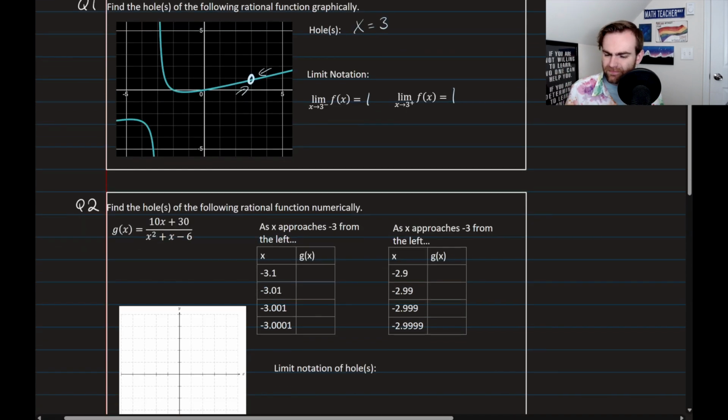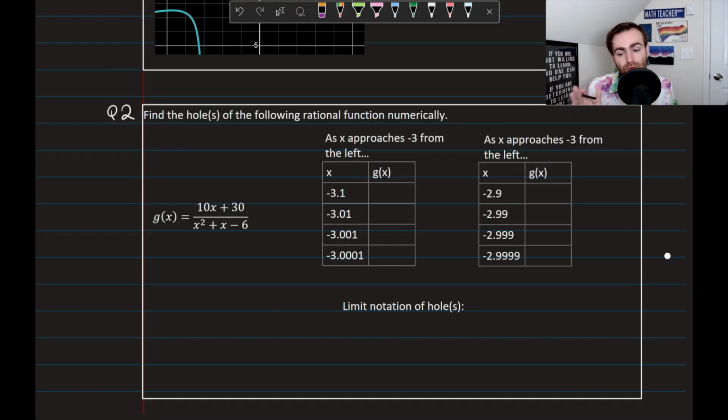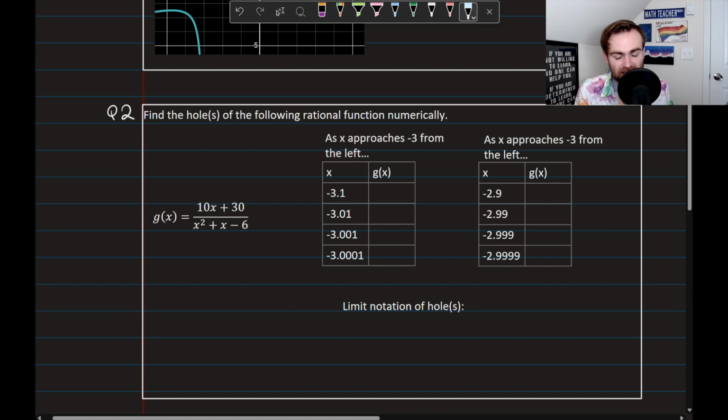That's kind of interesting. So let's find a hole numerically. Numerically means that we're going to be plugging in values and seeing how that is. Before we do that, just for kicks and giggles, analytically, I want to factor this as much as I can. So I'm going to have 10 times x plus 3 in the numerator, and x plus 3 times x minus 2 in the denominator. So I know that negative 3 is a zero for both, and 2 is a zero for the denominator.